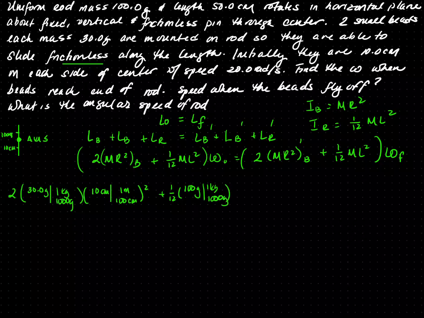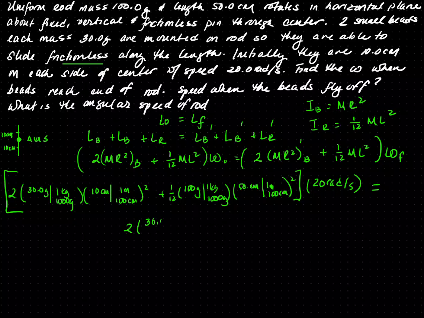The distance of the rod is 50 centimeters, which needs to be converted. This is squared. The entire thing has to be multiplied by the initial velocity of 20 rads per second. This is equal to, again, 2. The mass is the same.